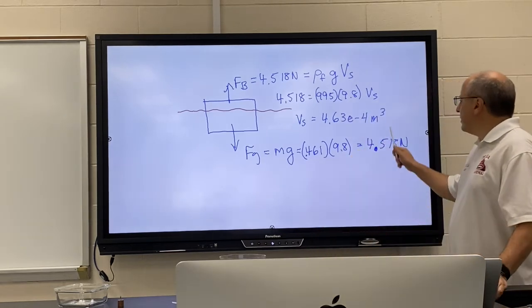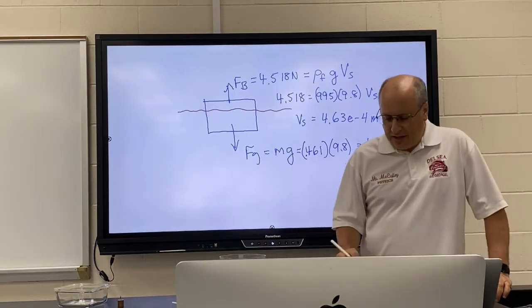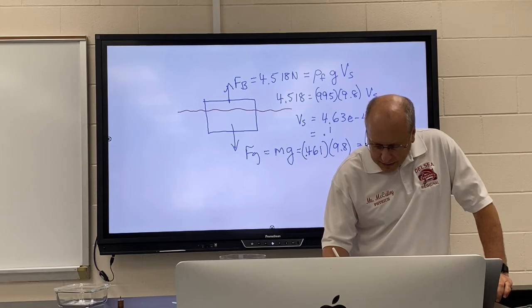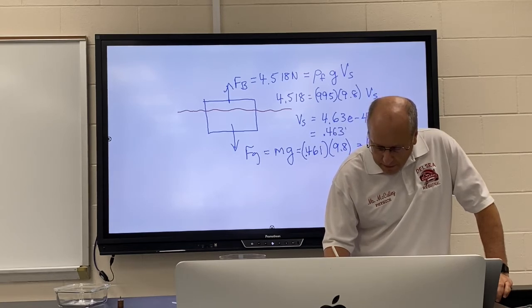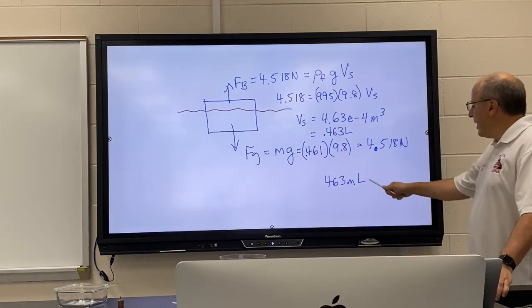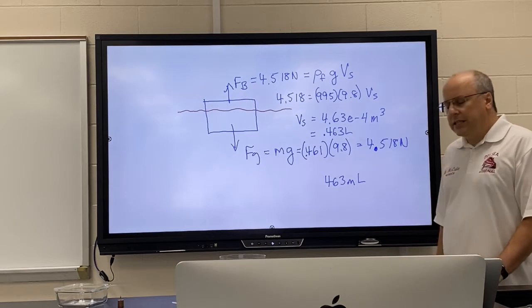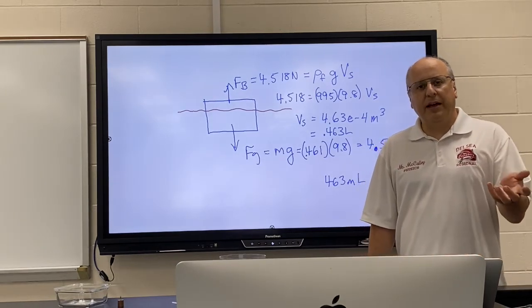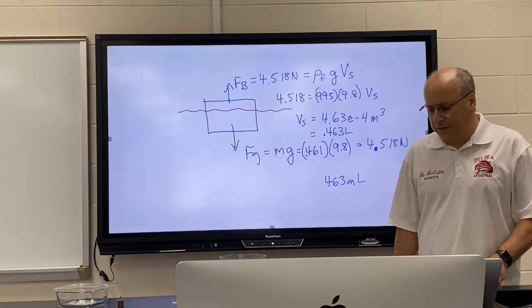because, again, this is in cubic meters. If you multiply by 1,000, you get liters. And if you multiply that by 1,000, you would get milliliters. Okay? So about 463 milliliters will be submerged. Everything left over will be above the surface.